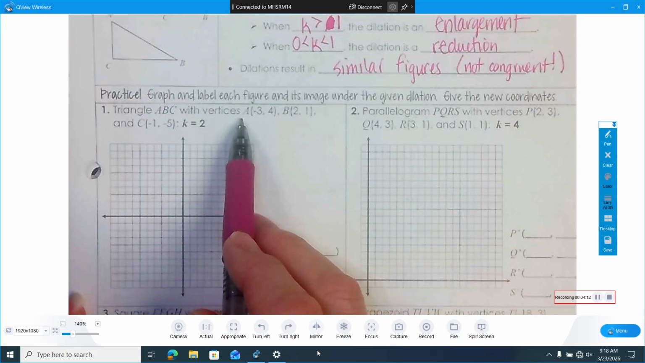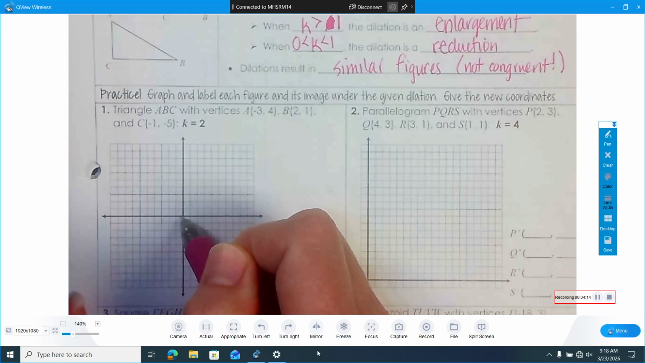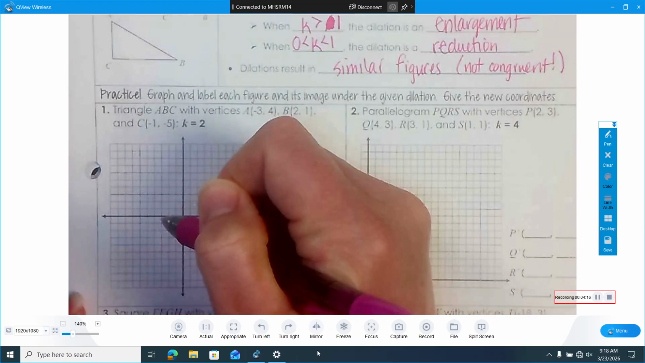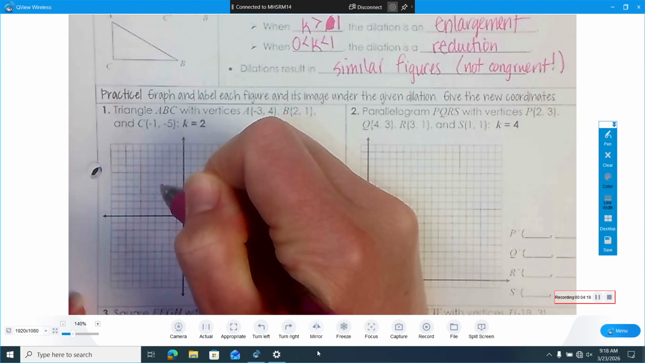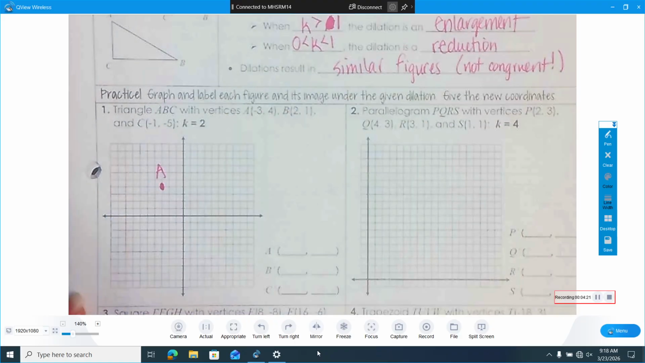So we'll start graphing triangle ABC. So A is at (-3, 4). So that is 1, 2, 3 to the left, and then up 4: 1, 2, 3, 4. So label, please, please, please. So that is point A.